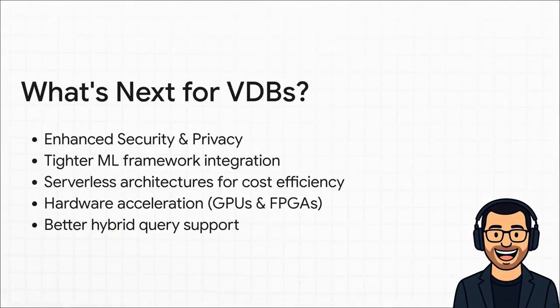And looking ahead, man, this space is just not standing still. We're seeing huge pushes for better security and privacy, which is super important when these vectors can represent sensitive info. We're seeing serverless options for cost savings, more hardware acceleration with GPUs, and a big one, much better support for hybrid searches that let you mix the best of old-school keyword search with this new semantic search.